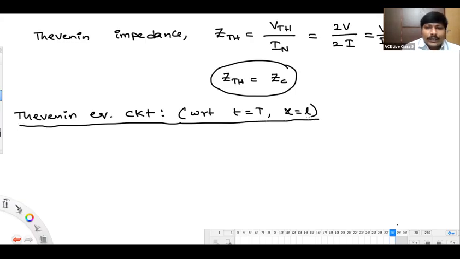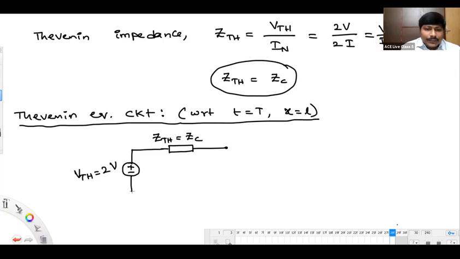At the point x equal to L, just look at this one. V Thevenin I should keep first. This is V Thevenin, which is nothing but 2V. And we have to keep Z Thevenin now, which is ZC, of course, which is resistive in nature. We have mentioned.